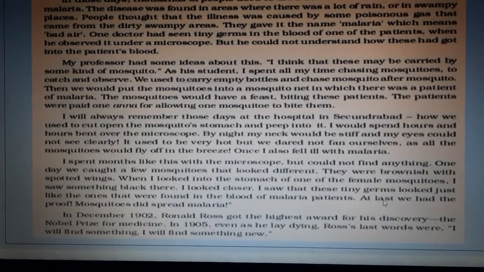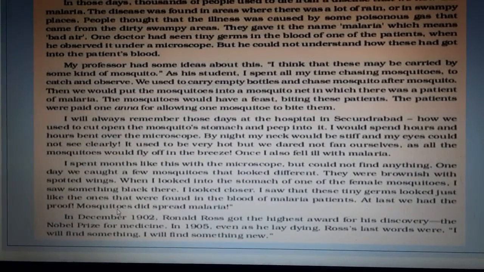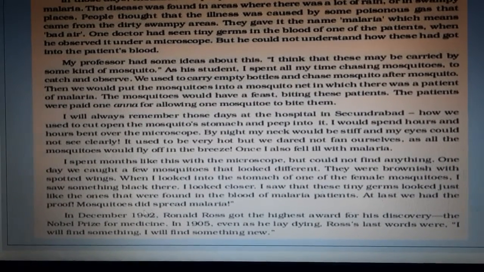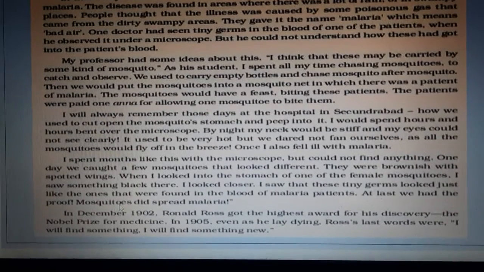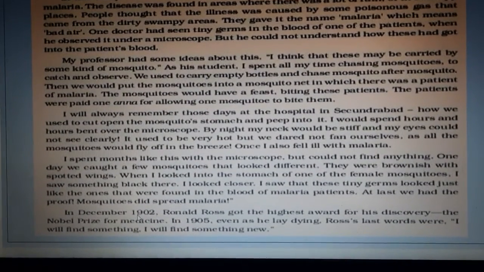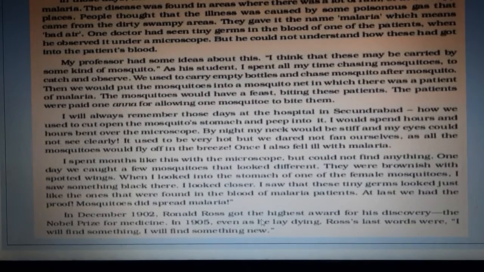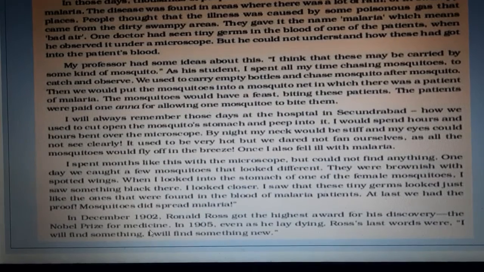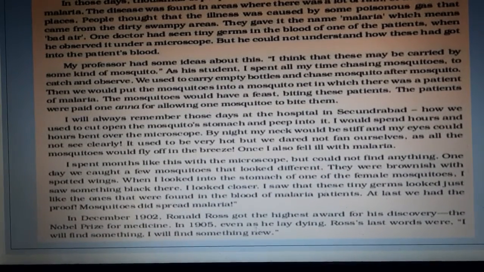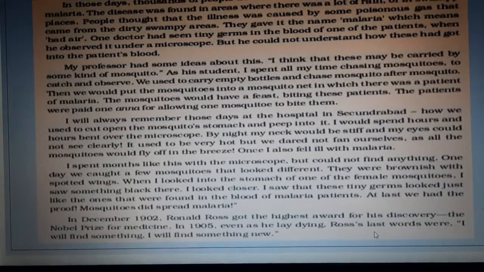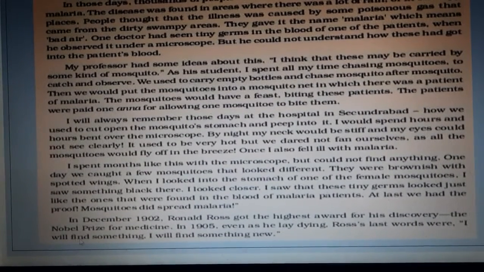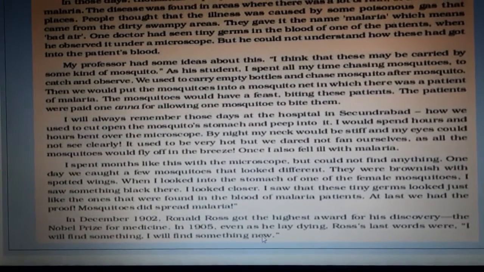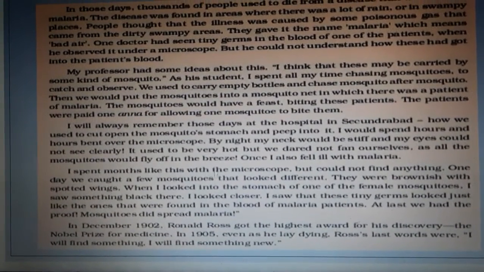At last, we had the proof. Mosquitoes did spread malaria. So this is how they came to know that mosquitoes are the cause of the spread of malaria. In December 1902, Ronald Ross got the highest award for his discovery, the Nobel Prize for Medicine. In 1905, even as he lay dying, Ross's last words were, "I will find something, I will find something new." So he was always looking to find something new.